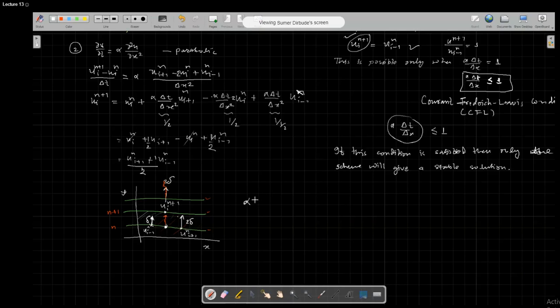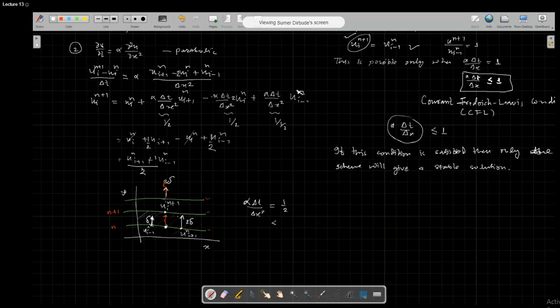So alpha delta t by delta x square should be either 1 by 2, or it is good if we do not see any large values of u_i^(n+1). These large u_i^(n+1) values will not be possible when alpha delta t by delta x square is less than half. If these values are smaller, then they will not add up too much in u_i^(n+1) to make it unstable or unbounded.